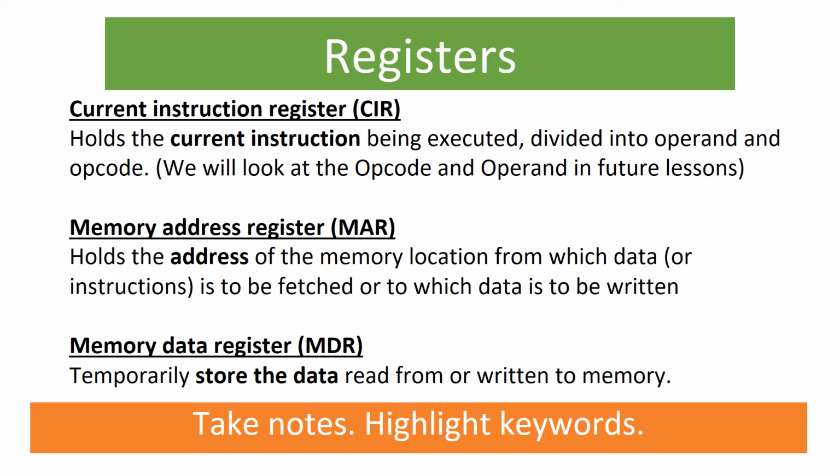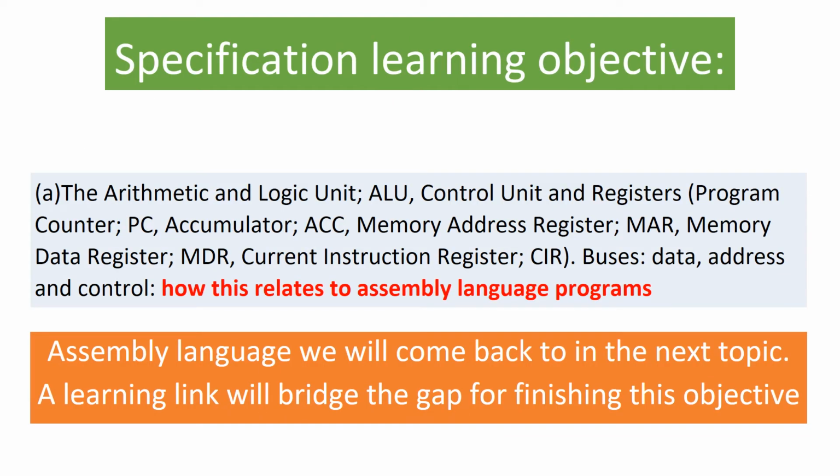The Memory Data Register, the MDR. This is a temporary store of data. So it's temporary. Data is only going to be stored there temporarily while something is being read or written to memory. Now you might be a bit confused by some of these because you've not actually seen them in action, and that's because part of the specification says that you have to be able to use these in assembly language, and that's what we're going to be looking at shortly.